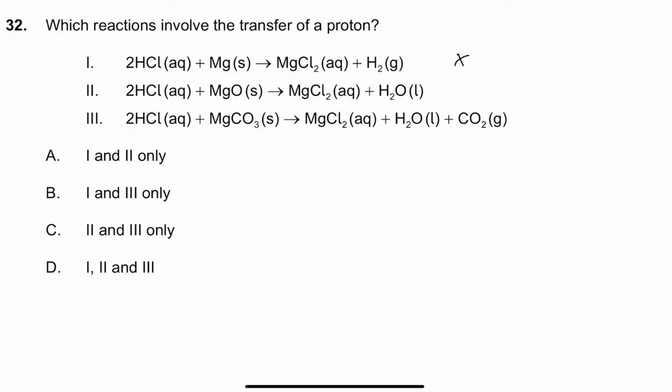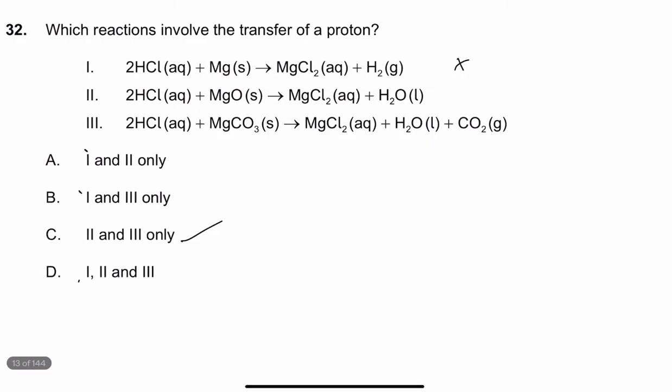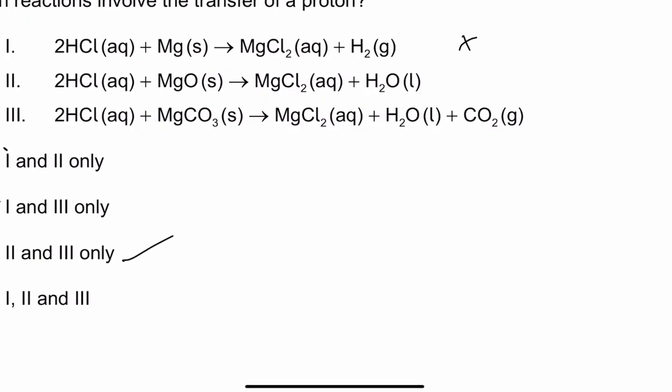Now just from that, we can see that I is part of A, B, and D, so we know it's going to be C. But I'll just check the other ones just to be sure. So in this one, we can see 2HCl plus MgO forms MgCl2 plus H2O.